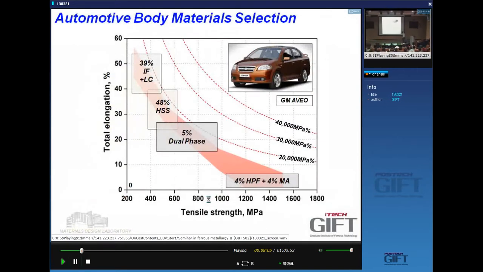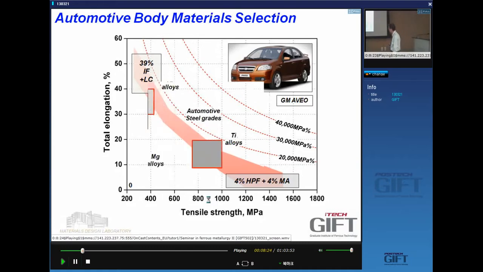So let's just look at how cars are made today, particularly bodies of cars. This is the GM Aveo. It's a car that's made in South Korea today. These are the kinds of steels we use: IF steels, high-strength steel, dual-phase steels, and even martensitic grades.